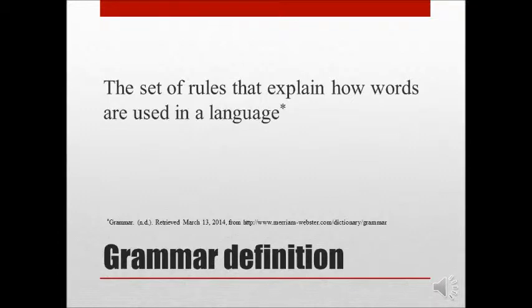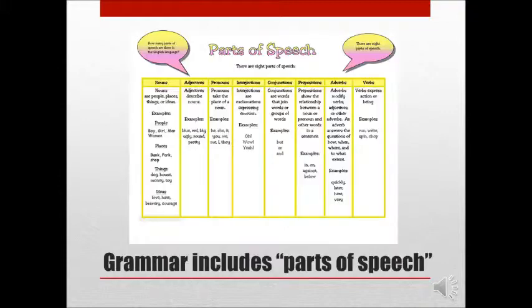Now let's look at grammar. Grammar is a set of rules that explain how words are used in language to transmit meaning. One of the fundamental elements of grammar are parts of speech. There are many parts of speech. The basics are the nouns and the verbs. And then there are modifiers like the adjectives and adverbs, and the other words like interjections and conjunctions and pronouns. They're all fundamental parts of speech.